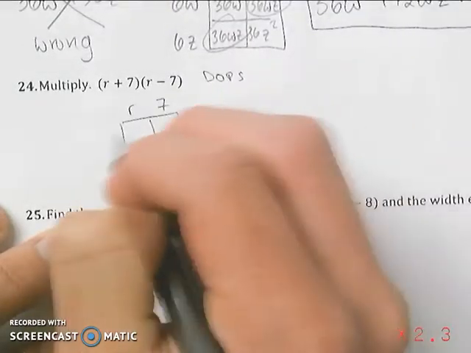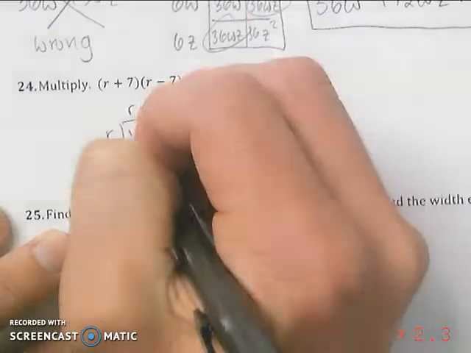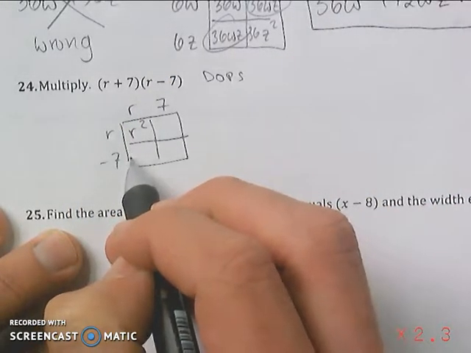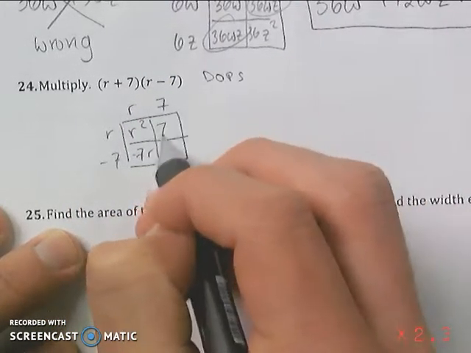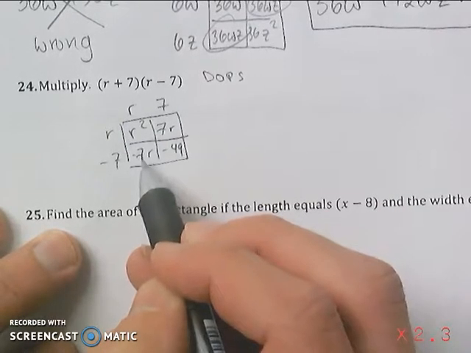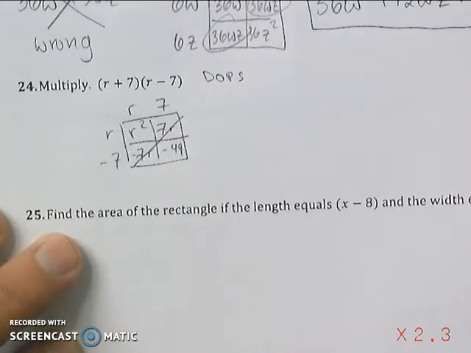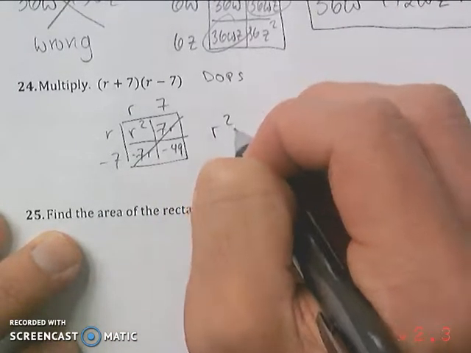r and 7, r and -7, and we get r times r is r squared. We get -7r. Up here we get +7r. Then 7 times -7 is -49. Notice the -7r and the +7r, they're going to cancel each other out. And I'm just left with r squared minus 49.